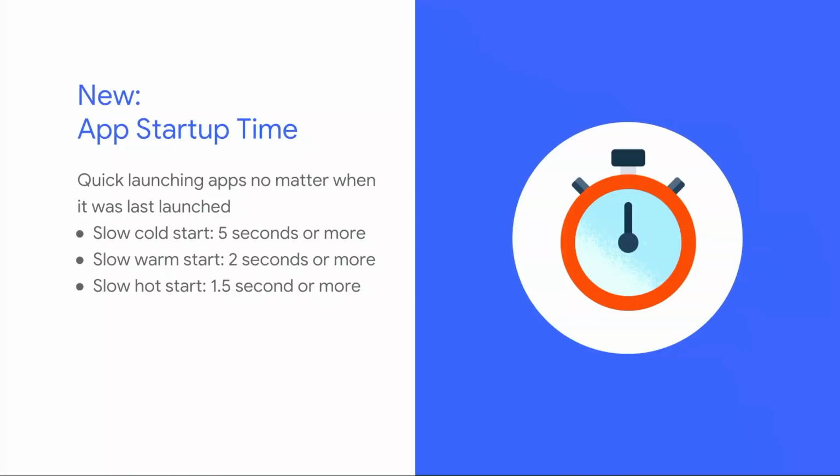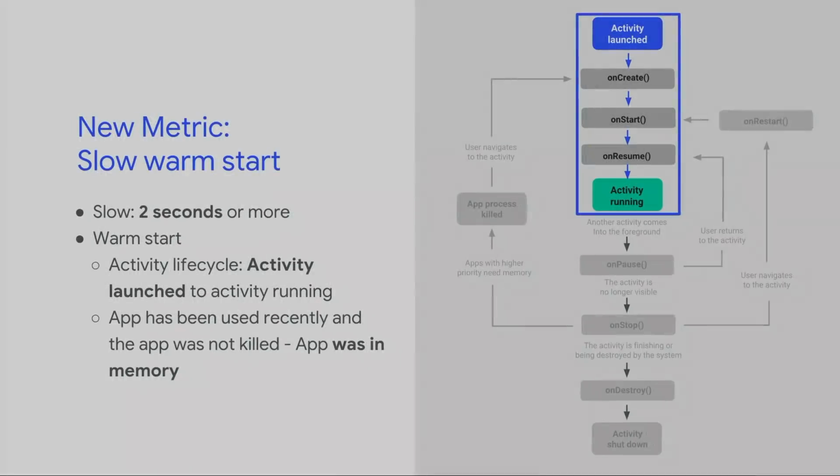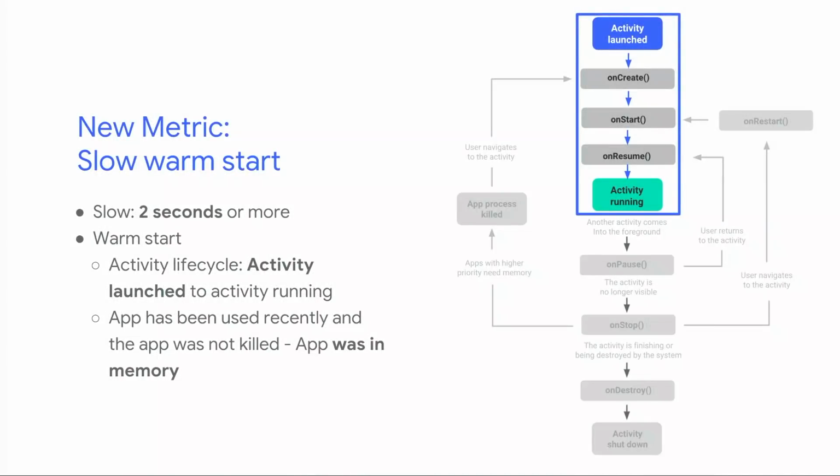There's 3 different metrics we have here, and I'm going to go through each one. So first, we have slow cold start. Slow here is defined as 5 seconds or more. And cold start is when your app has not been launched in a while and is going from activity launched to activity running, and the app is not in memory. Slow warm start is where it takes 2 seconds or more for your app to go from activity launched to activity running, but your app is in memory.